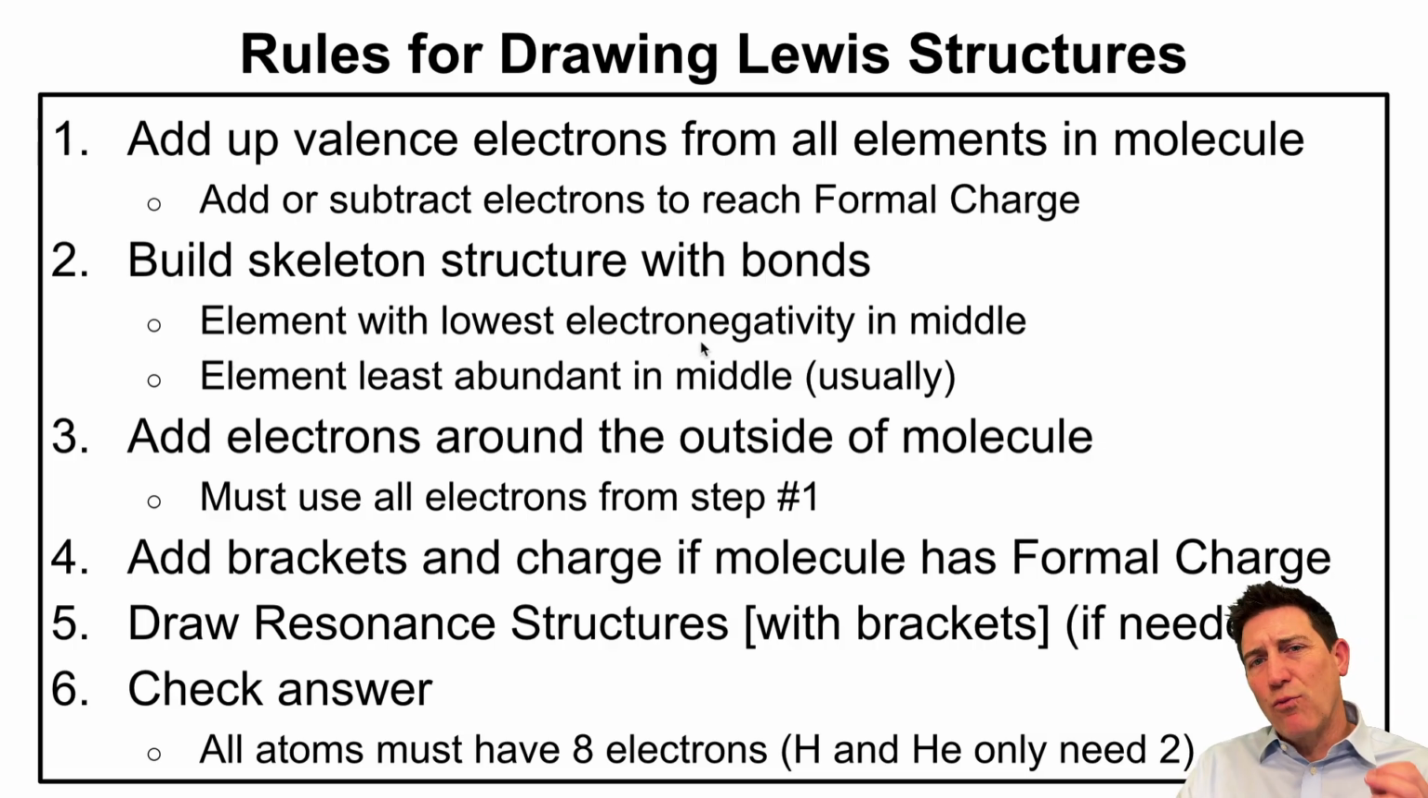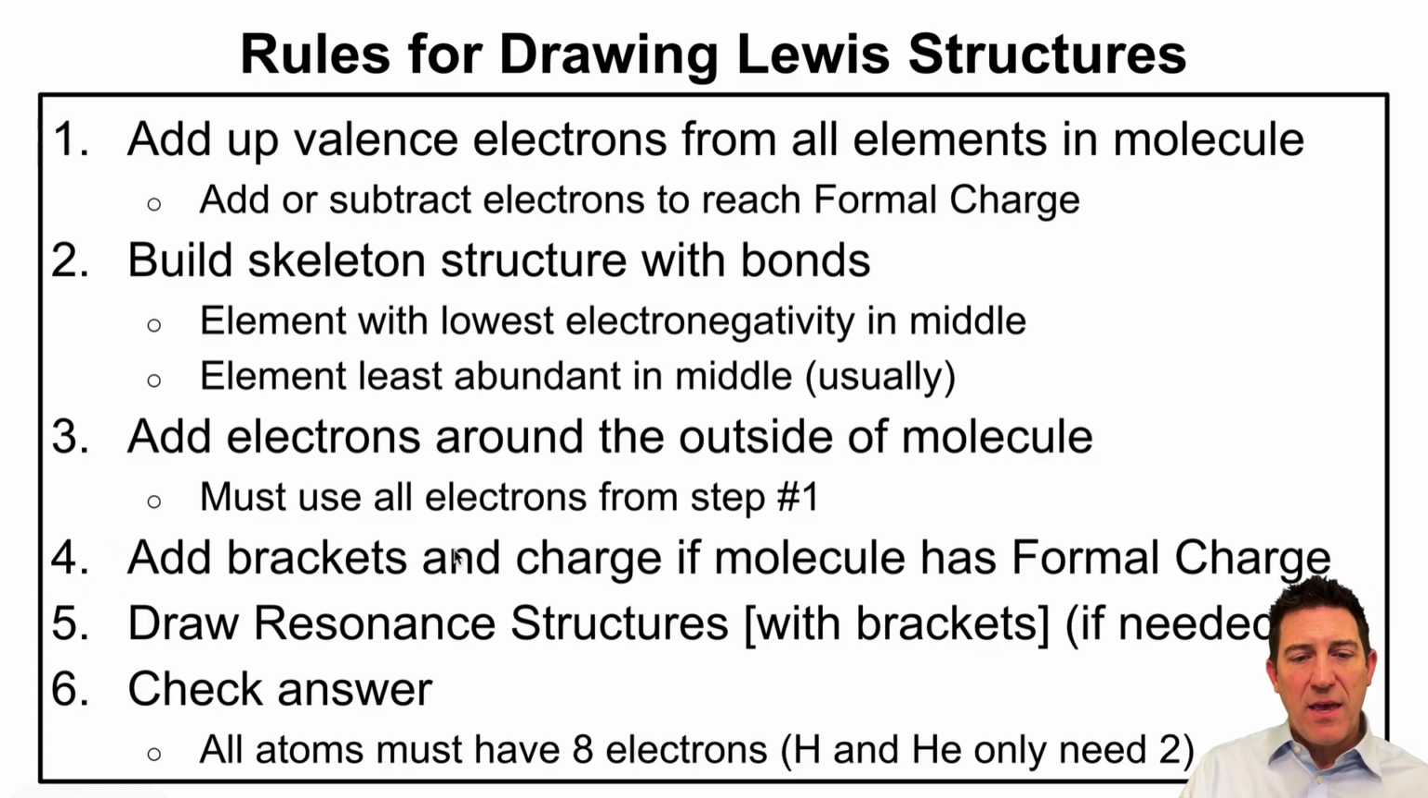A quick reference: you're going to have lots of elements and you're trying to decide, where do I put these on my structure? The element with the lowest electronegativity is going to go in the middle. Electronegativity is something that you would look up for an element or its position on the periodic table, again in an earlier lesson. And the element that is least abundant is usually the one that's in the middle for these simple compounds that we're going to start to draw. Number 3, we're going to add electrons around the outside of the molecule. We have to use all the electrons that we added up right up here. I'll show you how to do that.